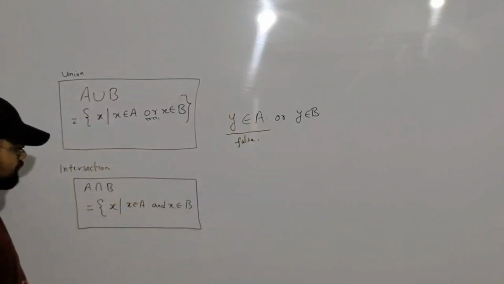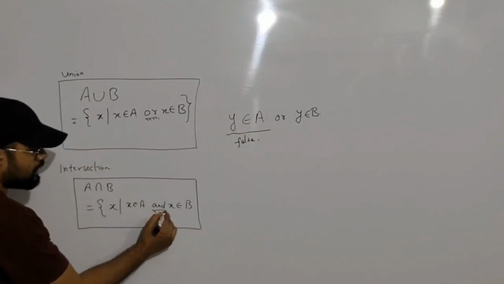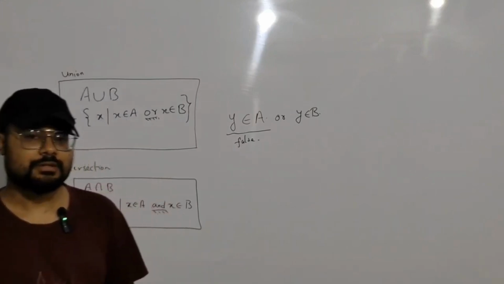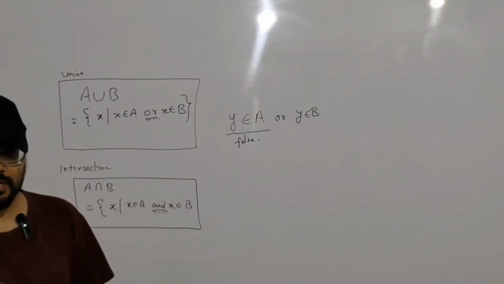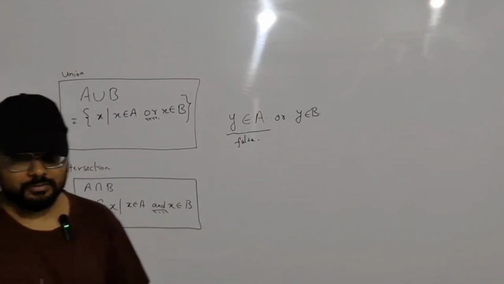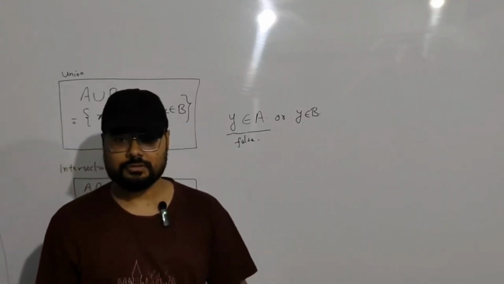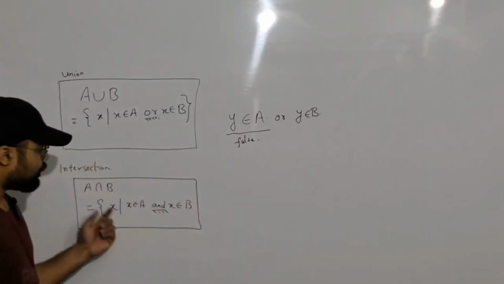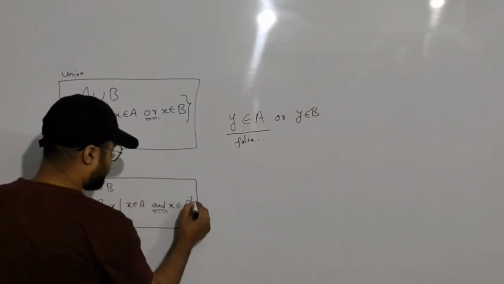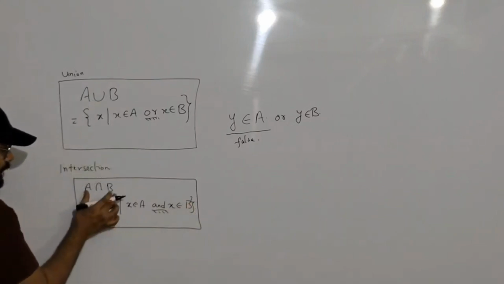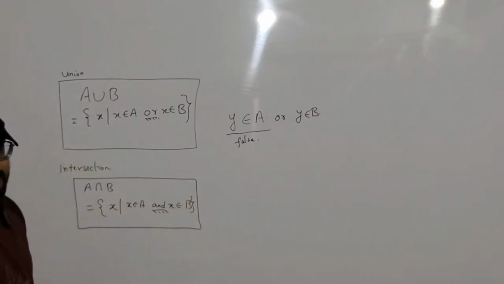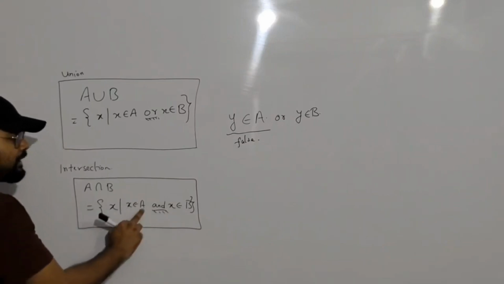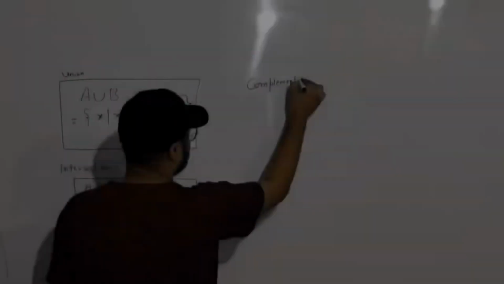In case of intersection, you have AND here. AND operation in propositional logic means that the left proposition and the right proposition both have to be true for the whole statement to be true. So A intersection B, as the name suggests, is about the common elements. It has to belong to A and it also has to belong to B.